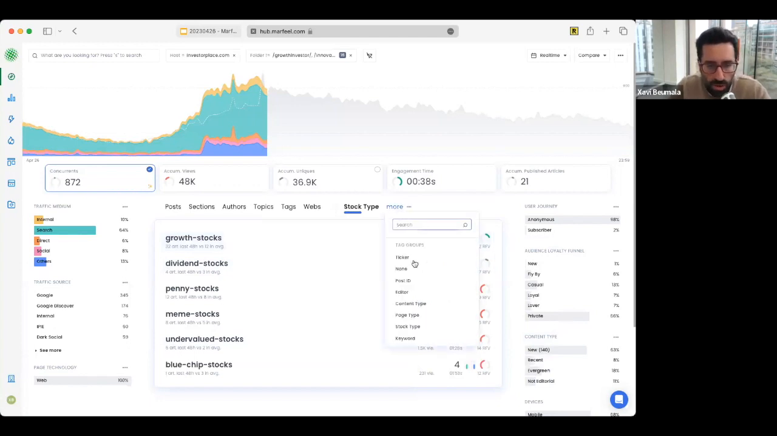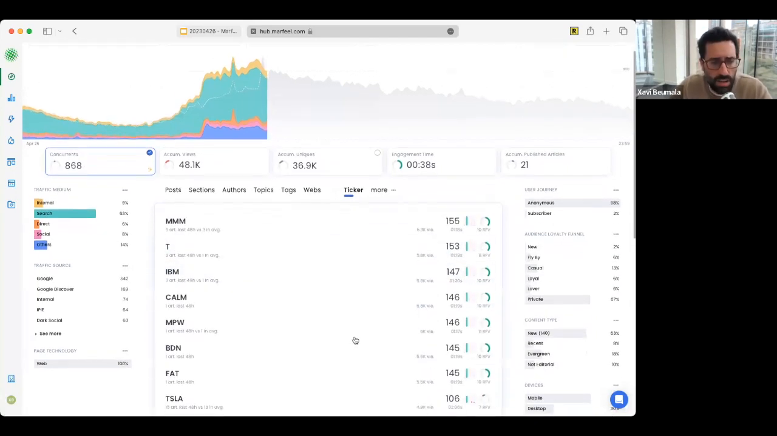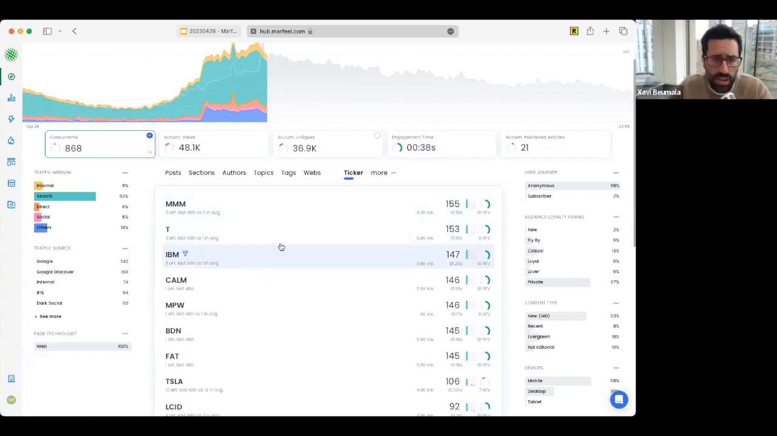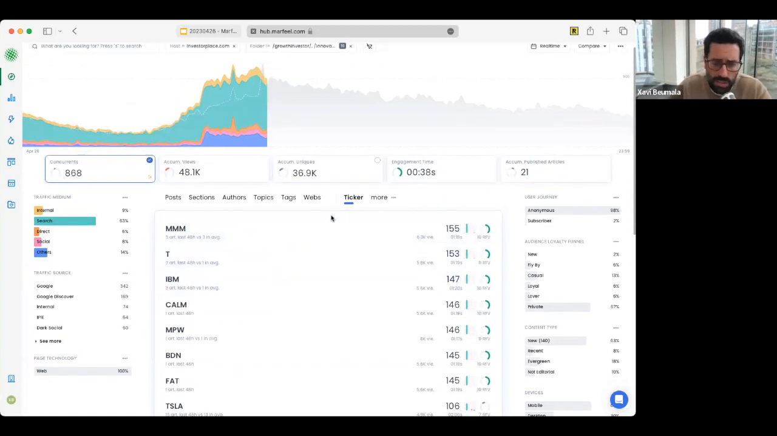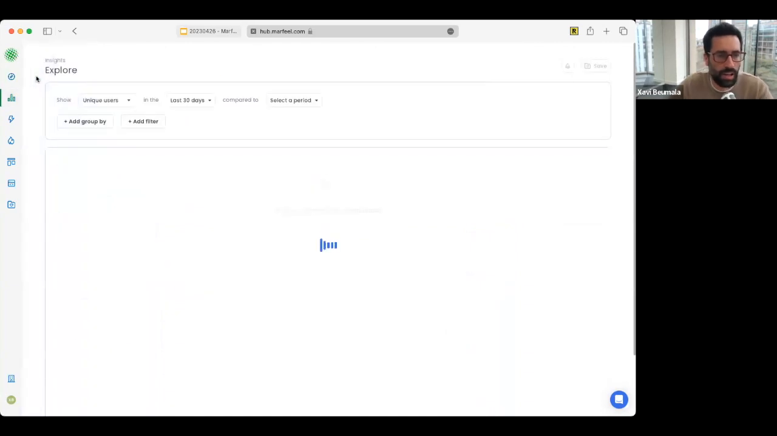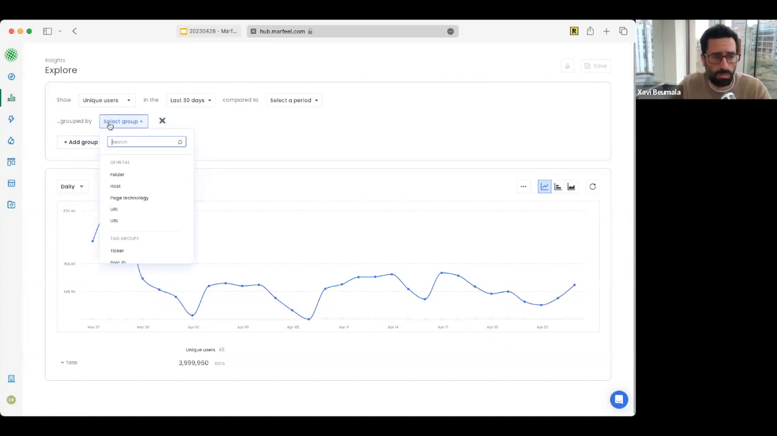Let me give you another example, the tickers. Whenever they mention Tesla or Microsoft or any of the stock tickers, they just tag them. So then we can see, in real time, MMM, 3M, this is the amount of traffic that it's bringing in. So those custom dimensions become first-class citizens. So what else can we do? Is it just in real time? No, not at all. Given that they are first-class citizens, they become part of our data warehouse level. And now I can go into Explore.